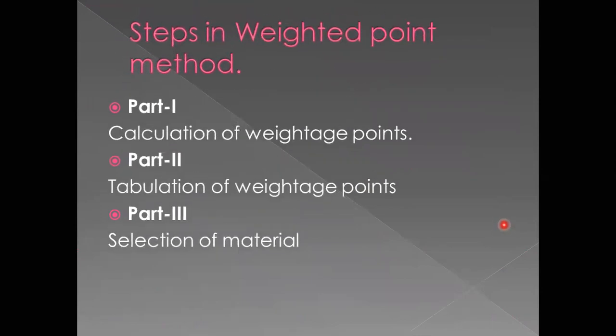Steps in weighted point method. There are total three parts of the weighted point method. Part 1 is calculation of weightage points. Part 2, it is tabulation of weightage points. And part 3 is selection of material.